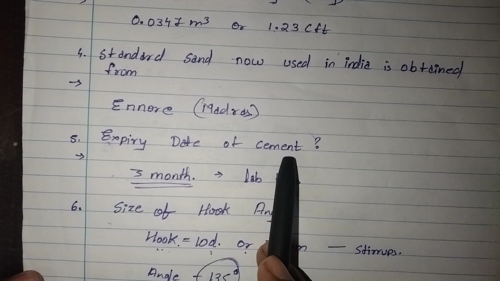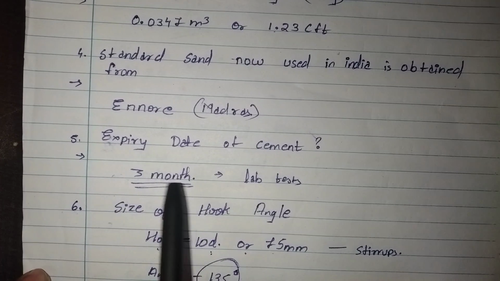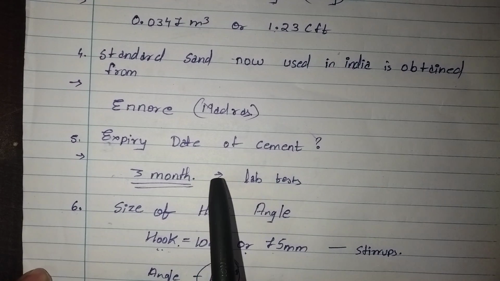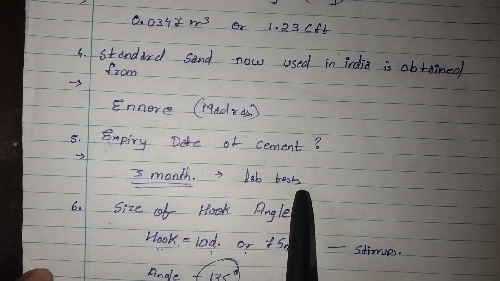The expiry date of cement is 3 months. Okay, but after 3 months, if you have to use it, firstly you have to check the compressive strength, and then only you can use it. For that you have to do the lab test.